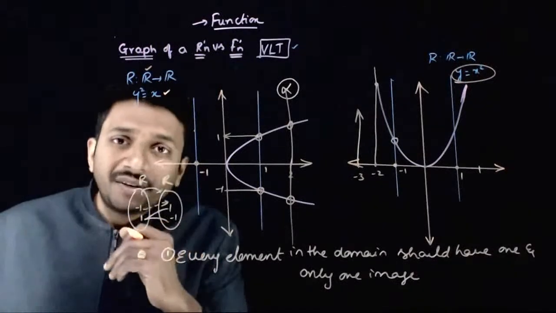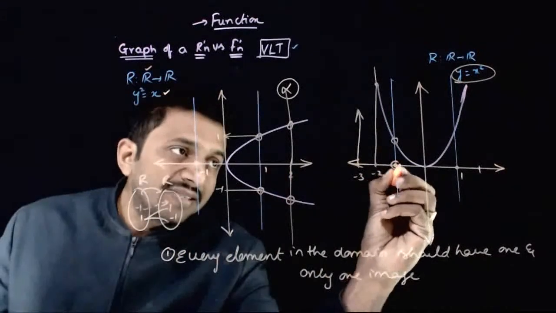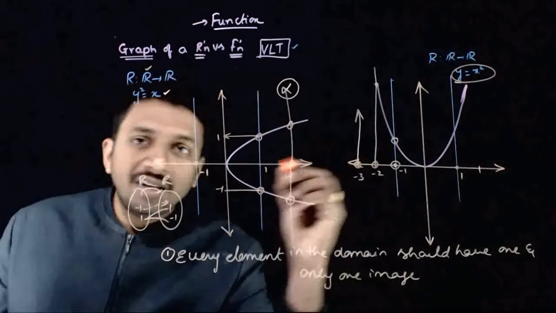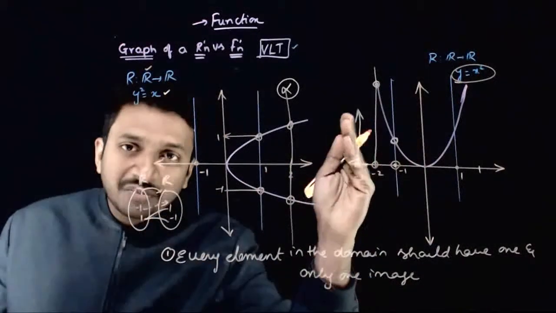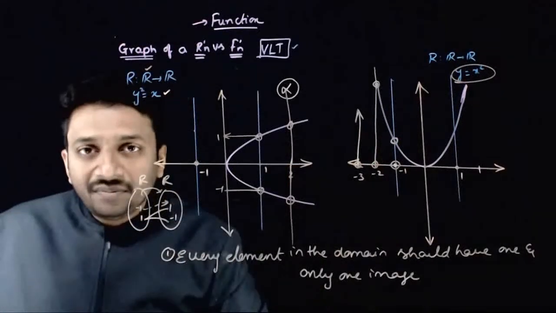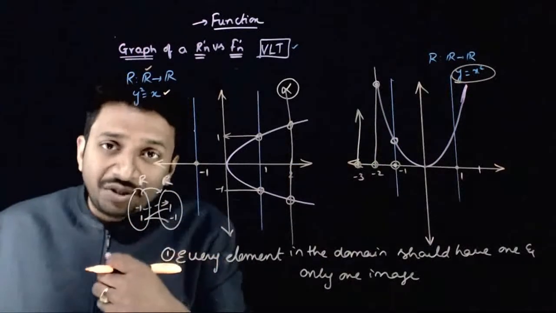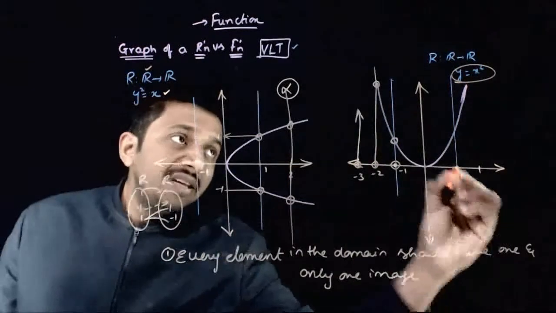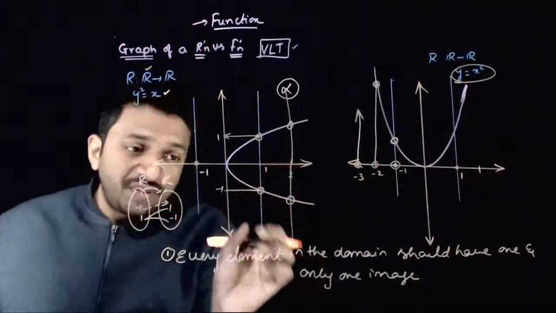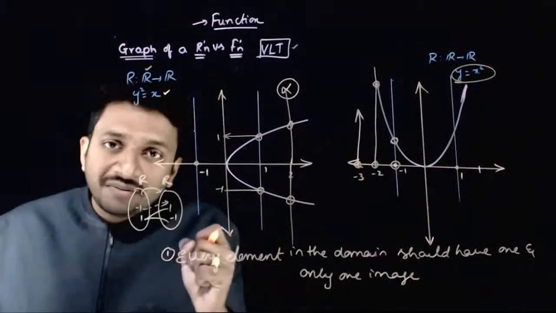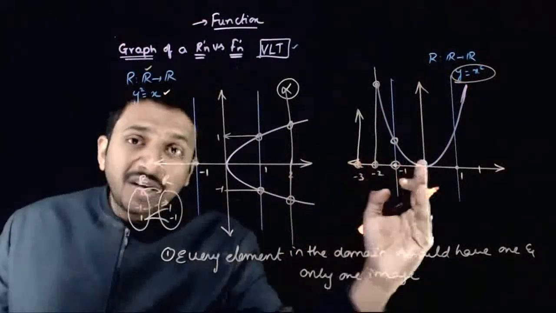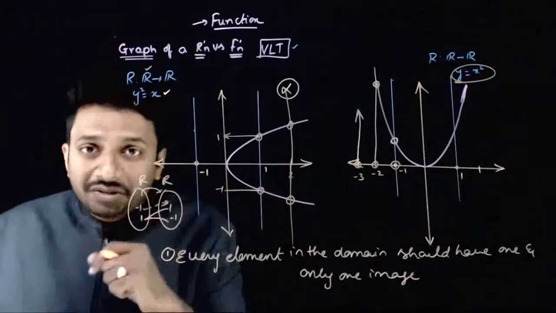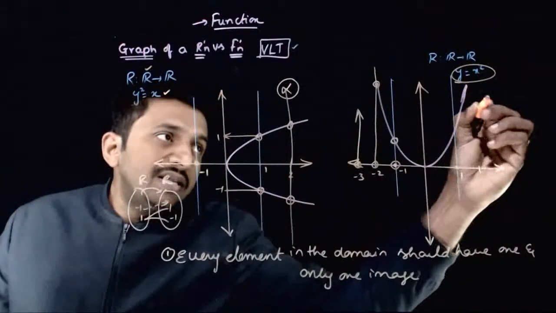What is the meaning of it? Corresponding to every x in the domain, you have one and only one image in the codomain, which is the definition of a function. That means this graph is satisfying both the conditions of a function. Wherever I draw a vertical line, I am getting one image. Wherever I draw a vertical line, I am getting only one image. Hence, this is a function.